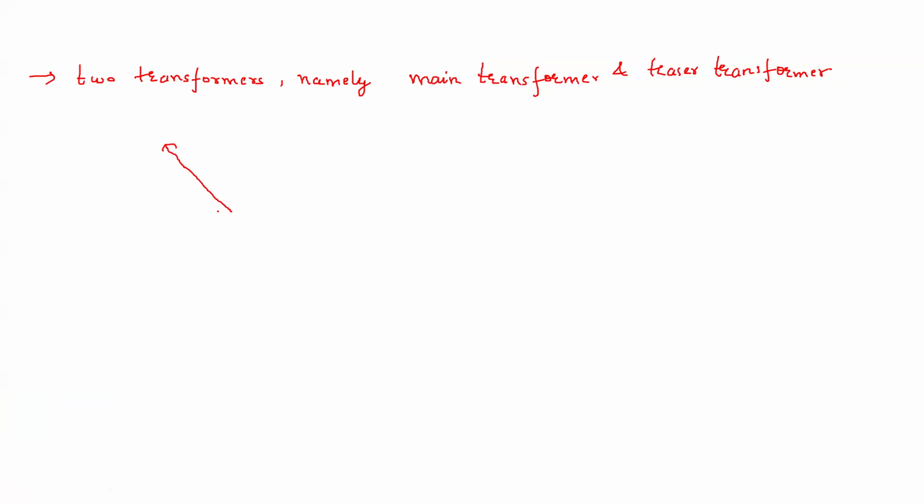So here we are looking at the Scott connection. The Scott connection does three-phase to two-phase conversion. So I am drawing the phasor diagram for the Scott connection. Here you have this and you have this. This is the A phasor, this is the B phasor, this is the C phasor. I have just rearranged them to form a triangle. Nothing different here.